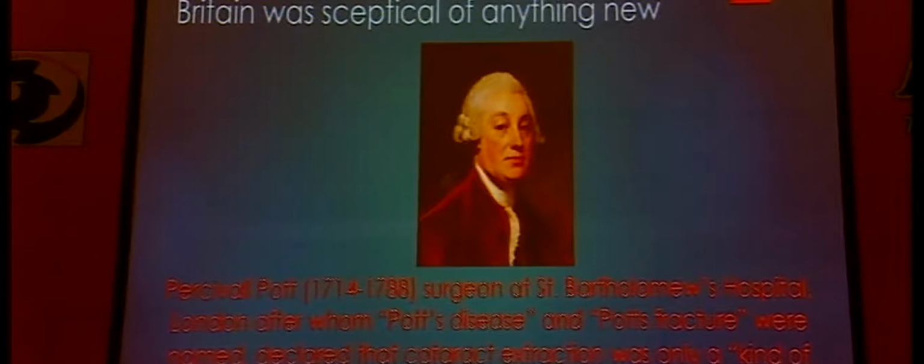But as usual, the medical establishment in Britain was skeptical of anything new, and this was Dr. Pott who did not accept that, and they stuck on to couching. Lots of people don't know what couching was all about. We have always said a lot that we have come a long way from couching. So I thought I'll just show you what was couching as a matter of interest.